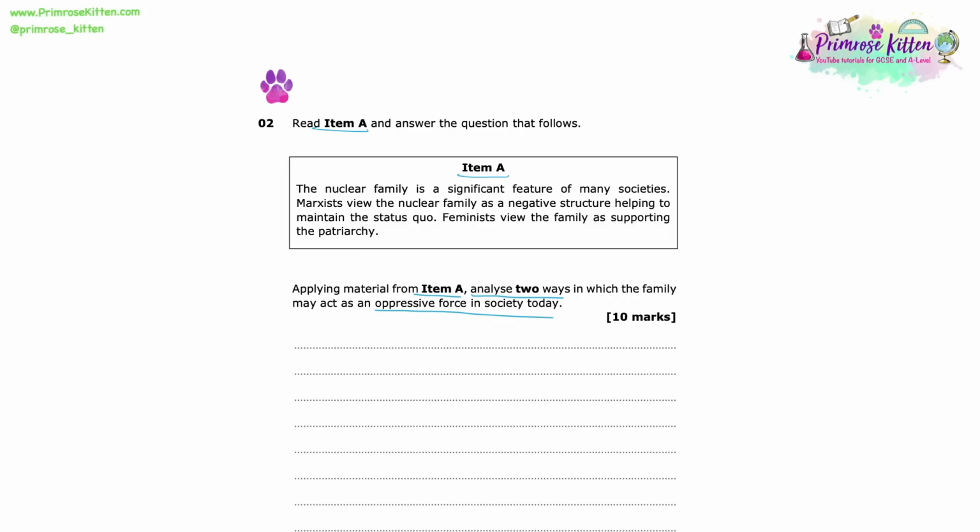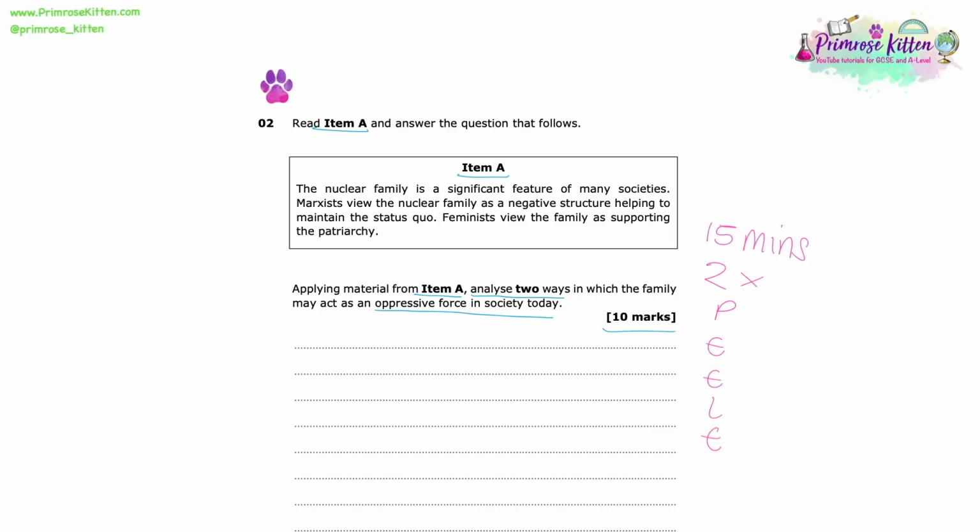Reminder, it's a 10-mark question, so we are going to be spending approximately 15 minutes reading the question, reading and interpreting the item, and then answering with two PEEL paragraphs: point, evidence, explain, link, and evaluation on this one if we can, because it is an analyse question and it has got an item.